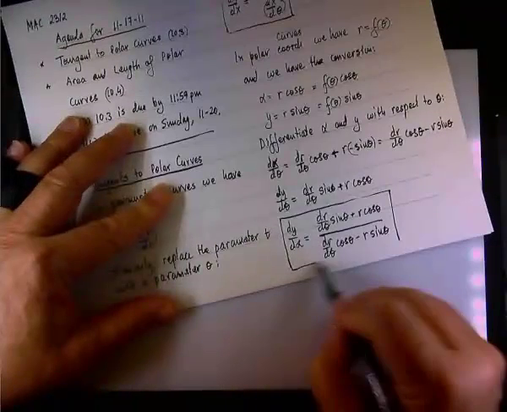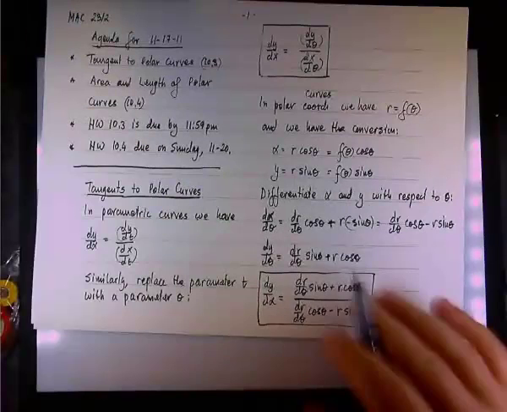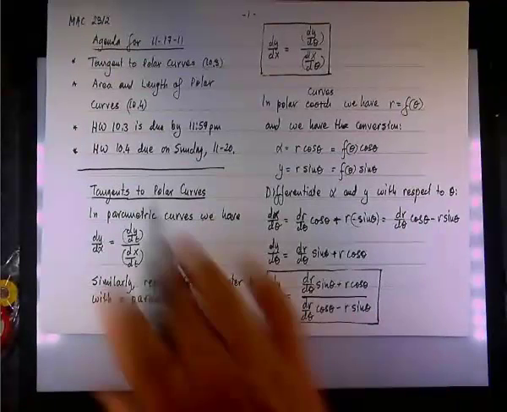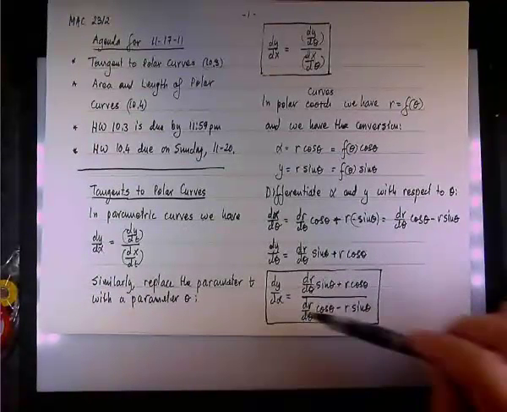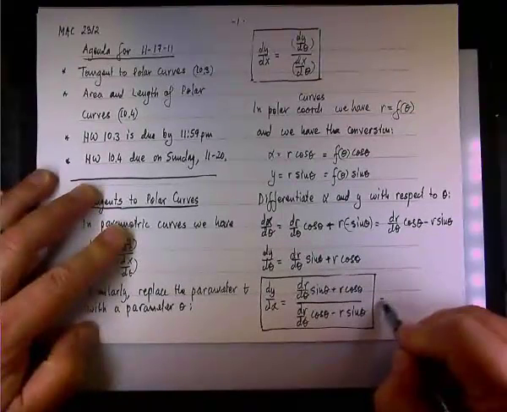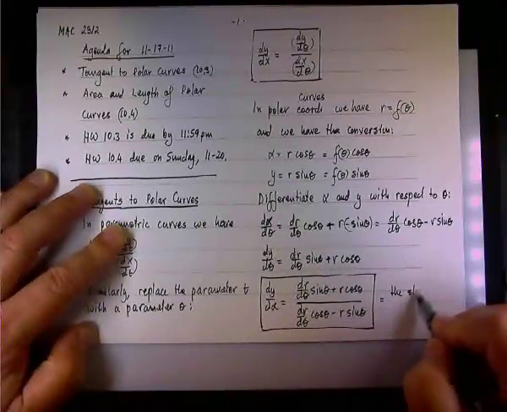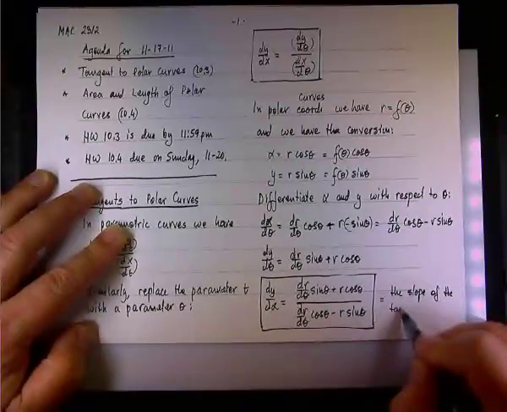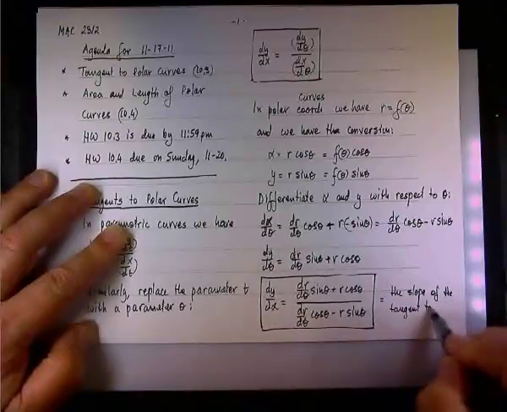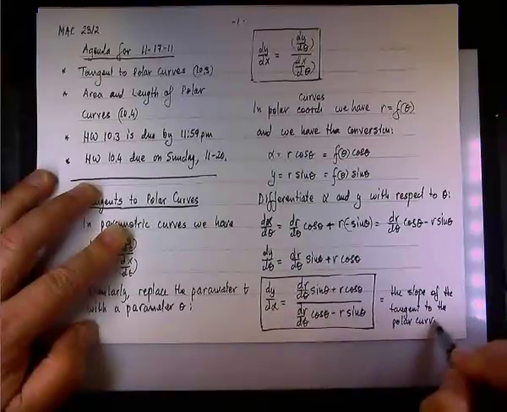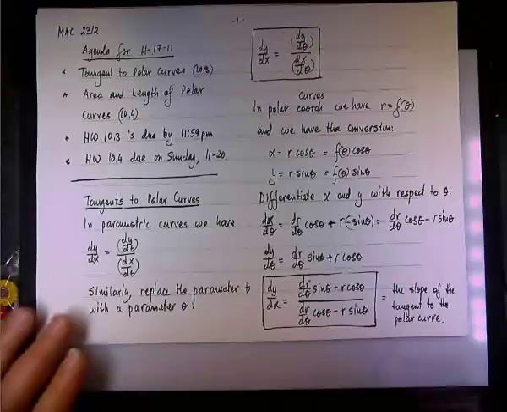So this is the end result, and I kind of jumped last time, and I just gave you the expression in the box. It said, okay, this is the first derivative. What does this relate to the tangent? As we know, the derivative of the curve will be the slope of the tangent. So this is the slope of the tangent to the polar curve.